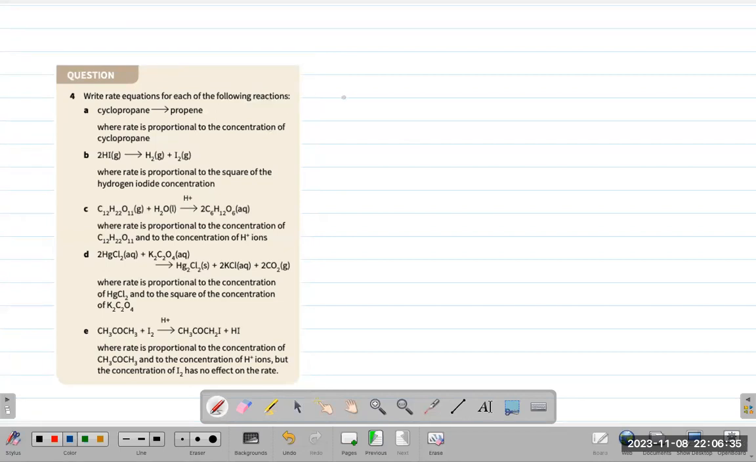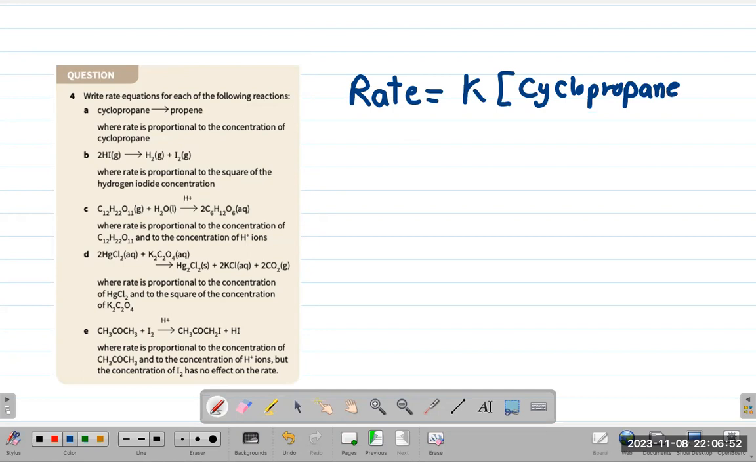Write the rate equation for each of the following reactions. Cyclopropane changes into propene, where rate is proportional to the concentration of cyclopropane only. So you want to say that the rate is equal to k multiplied by the concentration of cyclopropane only. And for the second, rate is proportional to the square of the hydrogen iodide concentration. So rate is equal to k and the concentration of hydrogen iodide only to the power of 2.